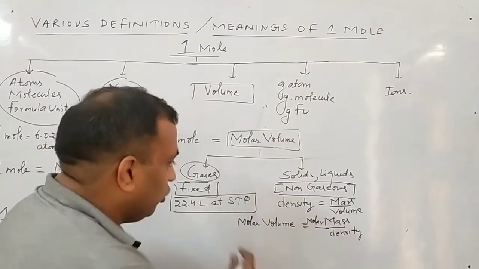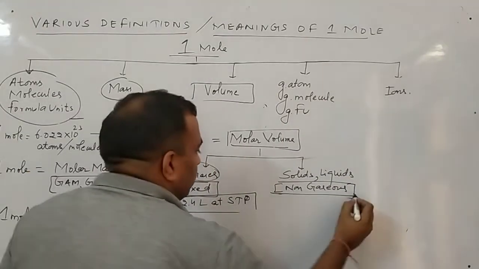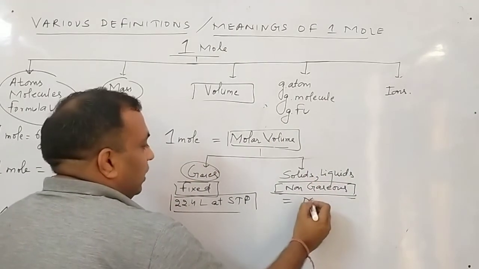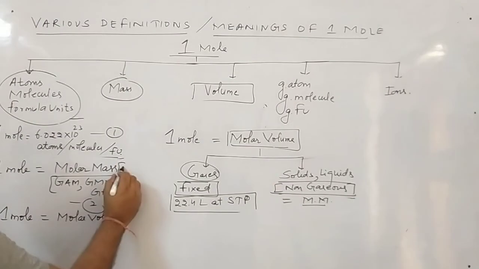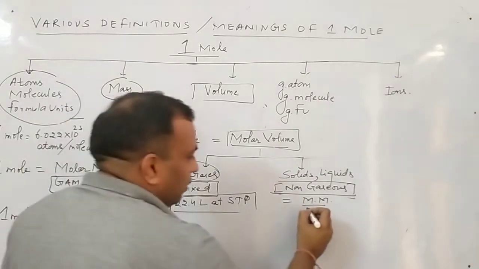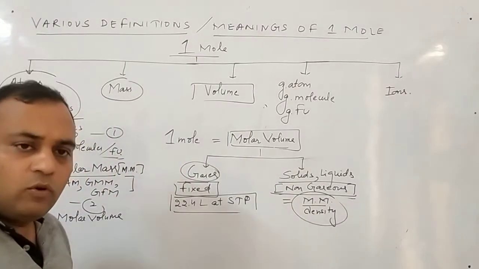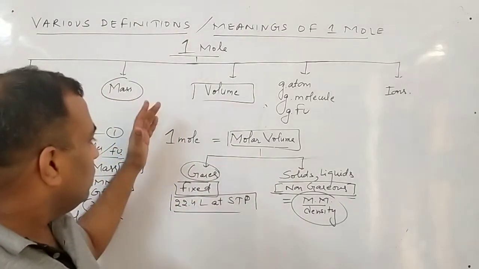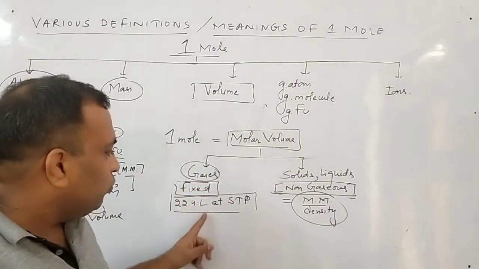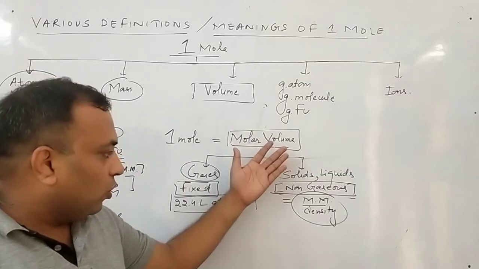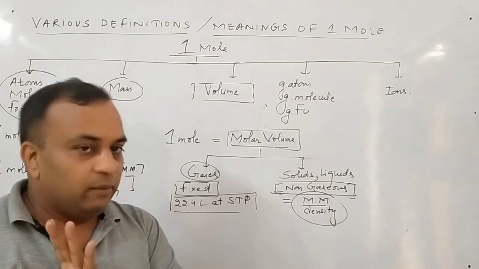Am I clear to all of you? So let us write it in short. This is equal to molar mass, MM, remember this stands for molar mass, upon density. Clear? So in short, what is the volume of 1 mole of substance? The volume occupied by 1 mole of substance is molar volume. For gases, 22.4 liter at STP. For non-gases, or you can say solid and liquid, molar mass upon density. Am I clear to all of you?